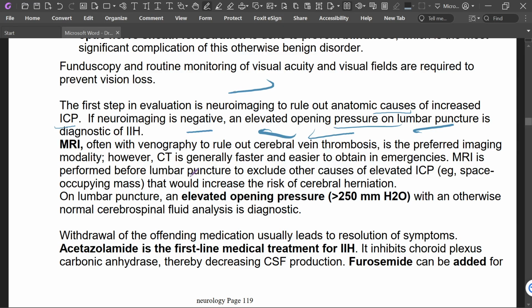MRI is performed before lumbar puncture to exclude other causes of increased ICP. Like if there is a space occupying lesion, if you do the CSF, then there may be a problem of herniation. So first do CT, then do MRI. If it is negative, then go for elevated opening pressure, that means CSF. Withdrawal of the offending medication usually leads to resolution of the symptoms.